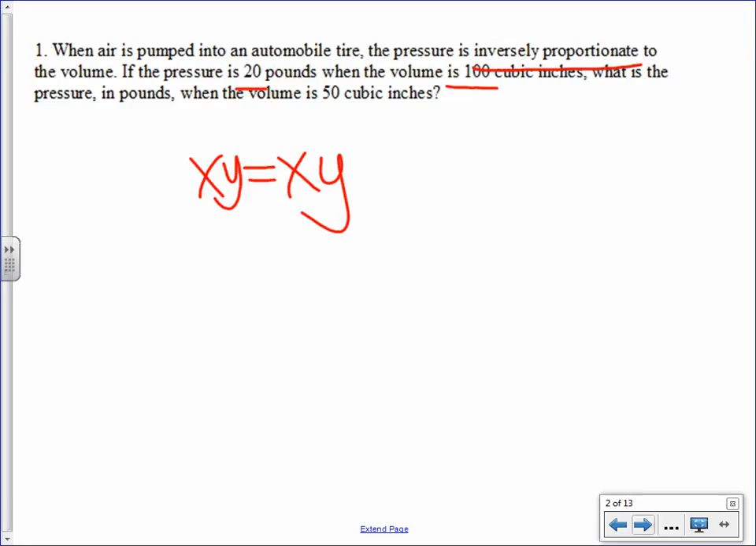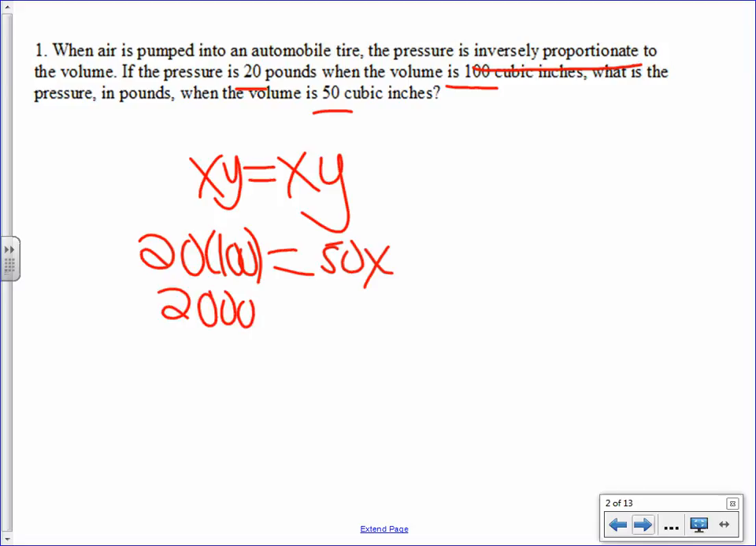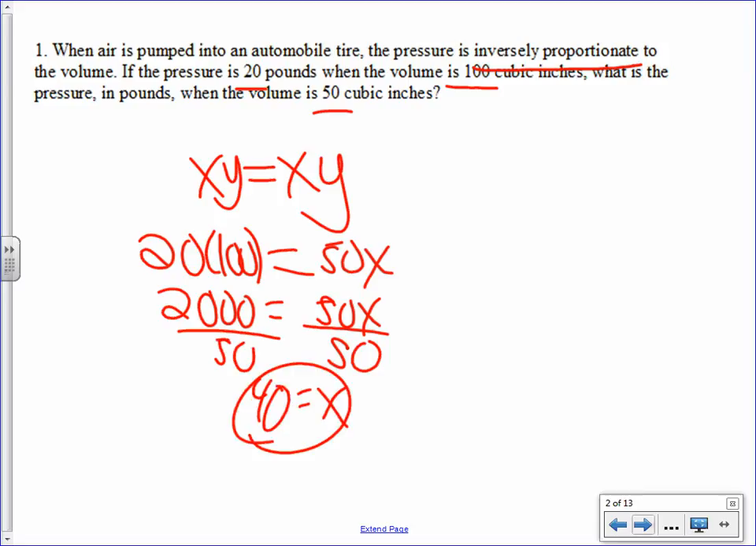20 and 100. 50x. Doesn't matter if you call it x or y. 2000 equals 50x. Solve the equation. x equals 40. So, what is the pressure in pounds? 40 pounds.